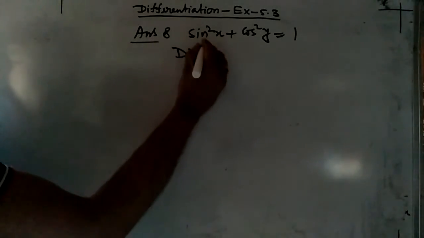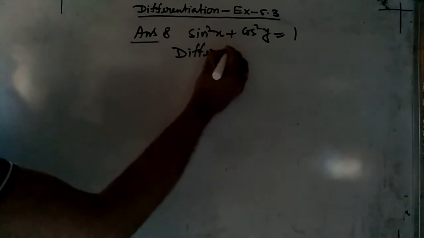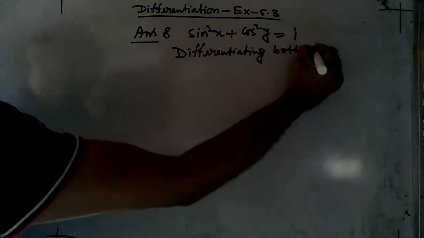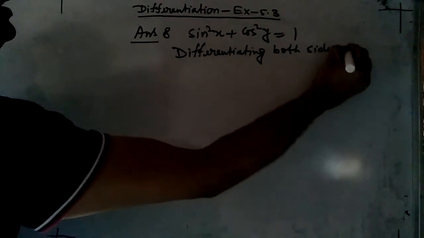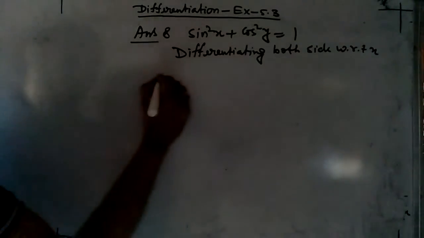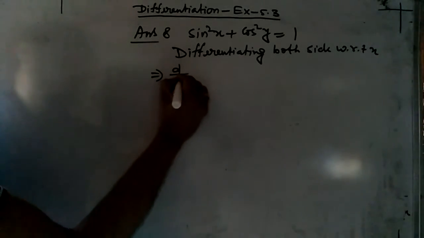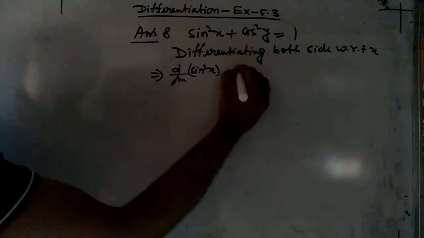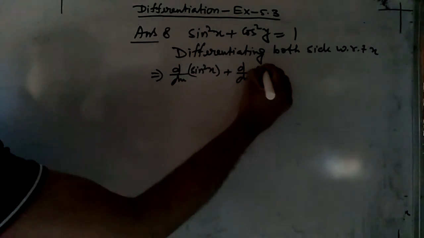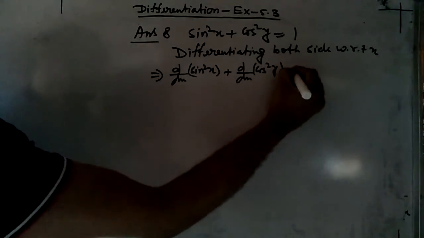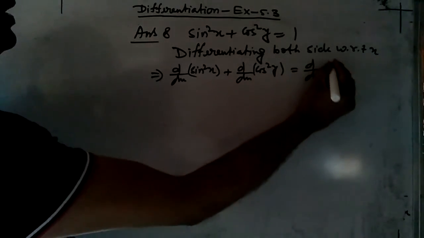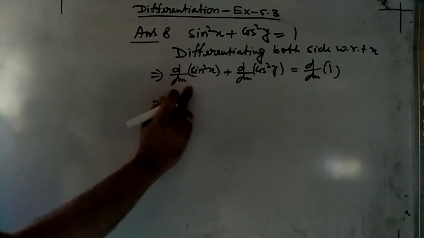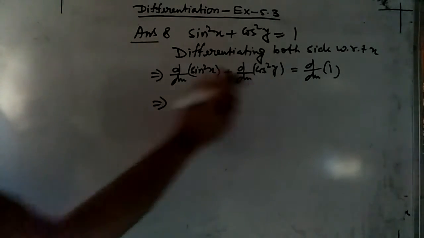So differentiating both sides with respect to x. So it will be d by dx of sine square x plus d by dx of cos square y equals to d by dx of 1. So derivative of sine square x with respect to x, here we have to use chain rule. Here also you have to use chain rule.